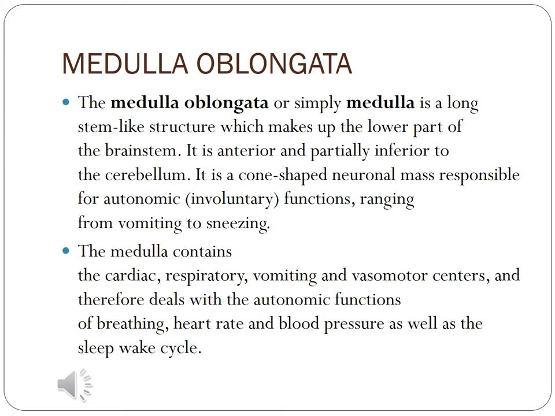What does the medulla contain? It contains the cardiac, respiratory, vomiting, vasomotor centers. Therefore, it deals with the autonomic functions of breathing, heart rate, blood pressure, as well as the sleep and wake cycle. And the sleep and wake cycle, we have read before that it is also controlled by the hypothalamus, and the diencephalon is also working on it. So, sleep and wake cycle pe bahut sari cheeze kaam kar rahi hai hamare brain ki. इसमें नॉर्मली इन्वॉलंटरी फंक्शंस आते हैं जिसको आपने याद करना है, जिसमें हमारे पास ब्रीदिंग है, हार्ट रेट है, ब्लड प्रेशर है, एक्सेट्रा.